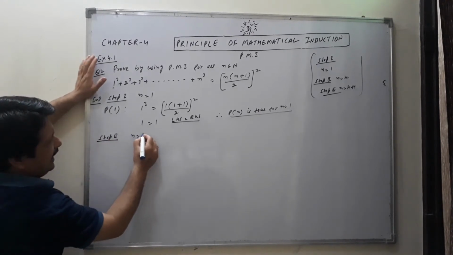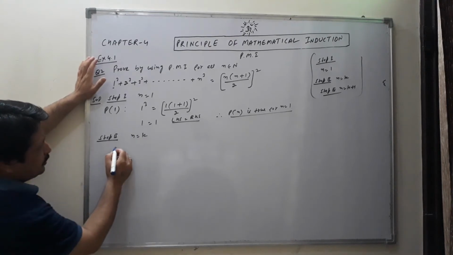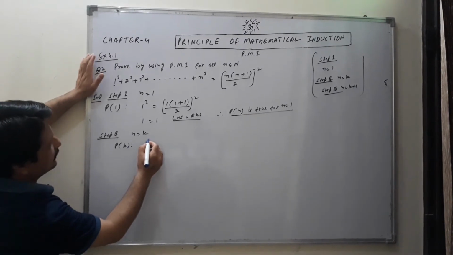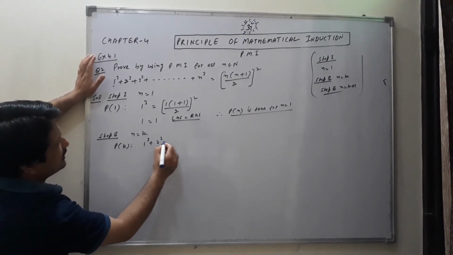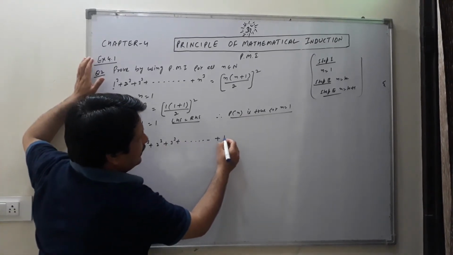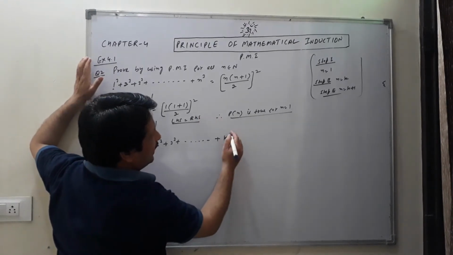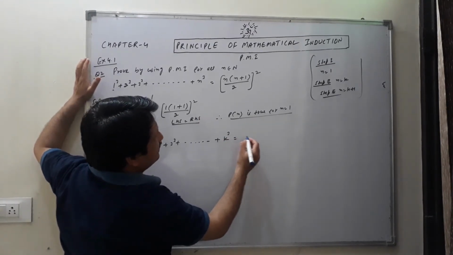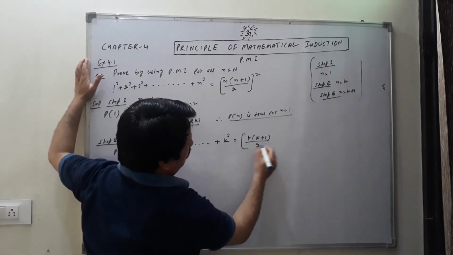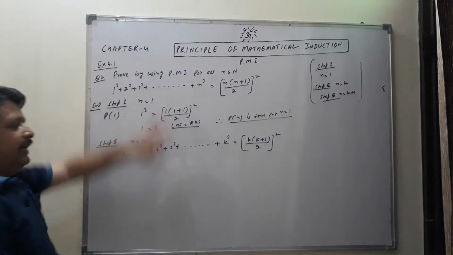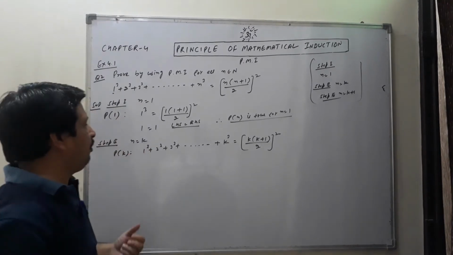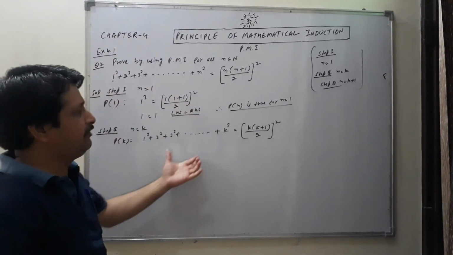Step number 2 is n is equal to k. I mean to say P of k, such that 1 to the power 3, 2 cubed, 3 cubed, plus so on, at the place of n we will now write k to the power 3, is equal to k into k plus 1 upon 2, whole square. Here what we are doing, students, is taking that natural number as k now, and we will write this statement in the form of k.